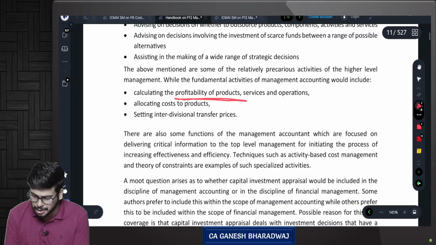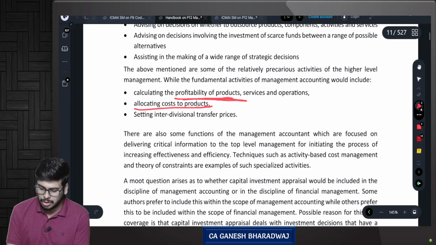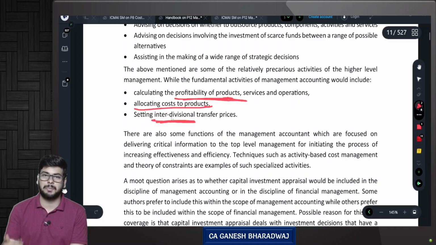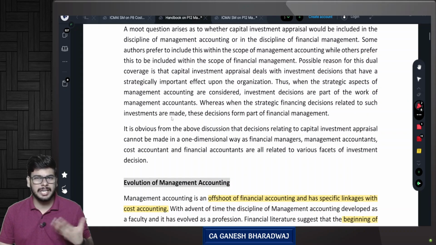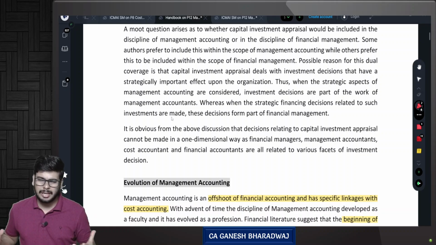Fine. All these things they have mentioned for theoretical purposes: calculating the profitability of multiple products, allocating cost of products, interdivisional transfer prices. There's a chapter called transfer pricing. They have explained all of this in a much more detailed theoretical manner. You can just go through it once. There is no point in me reading it line by line.